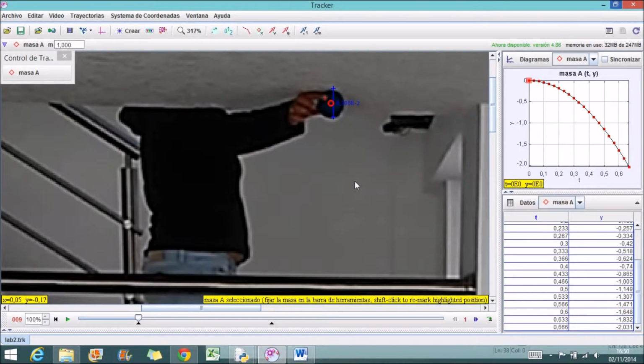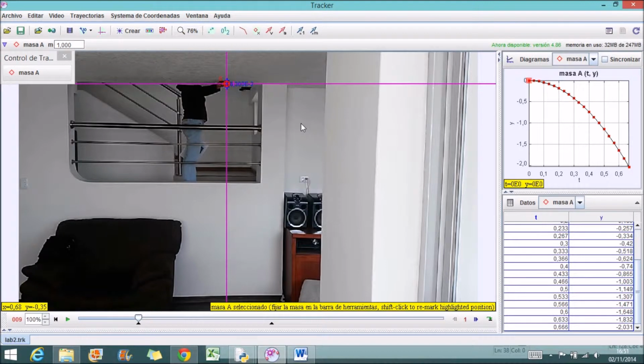I drop a ball downwards. The radius of the ball is 0.063 meters. I consider about 20 frames. The axis is in the middle of the ball. The motion starts at the origin. The time is about 0.666 seconds long, and the final position is minus 2.031 meters in the negative y direction.